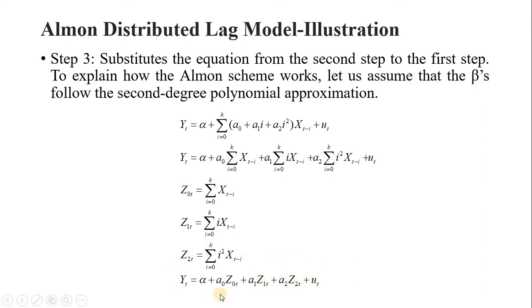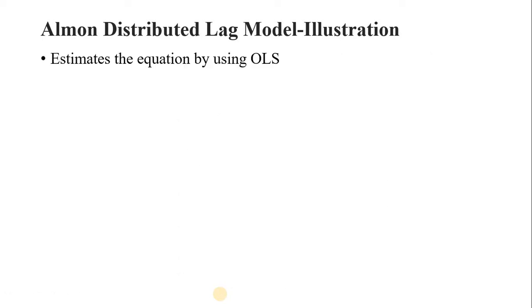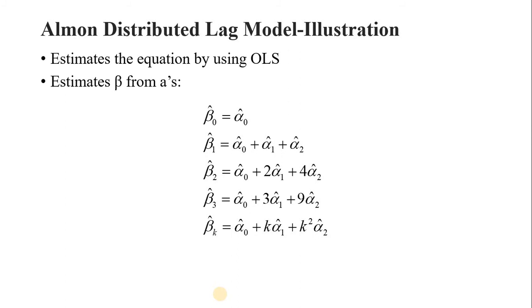This is similar to a normal linear equation. This can be measured using OLS. But the problem is, we want to estimate beta 0, beta 1, beta 2, beta 3 like that, but here we are having a0, a1 and a2. So from these a values, we can estimate the values of the betas.